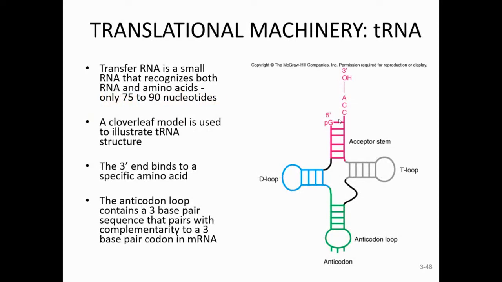And then another player in the translation will be the tRNA, transfer RNA. Transfer RNA is a small RNA that recognizes both the messenger RNA and the amino acid, because in the anticodon region, they have these 3 bases.